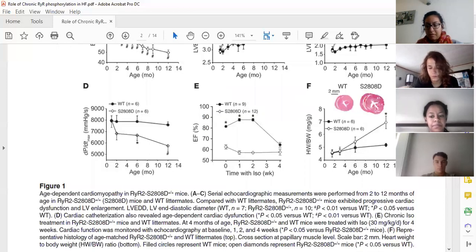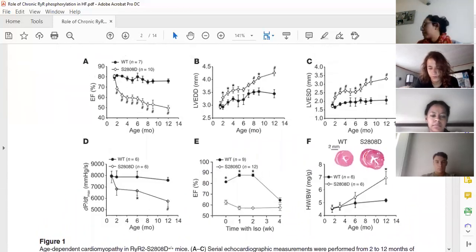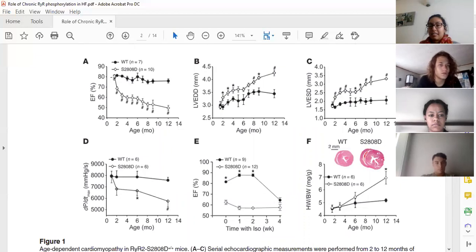Okay. So let's look up here at figure 1A. So figure 1A is ejection fraction. And here you can see over time. Here's the normal mouse, and here's the mutant mouse. So this is what they're talking about. Oh, your ejection fraction with these hyperphosphorylated ryanodine receptors is going down over time to the point where you're down here, now you're in heart failure, and you're going to die.